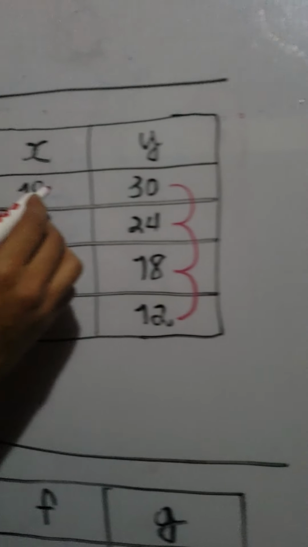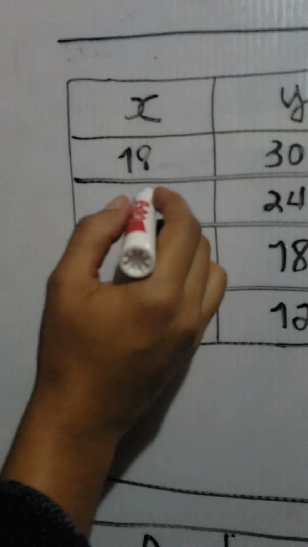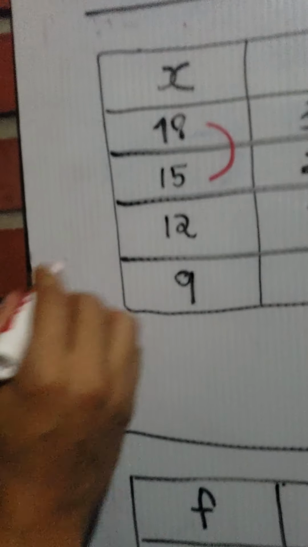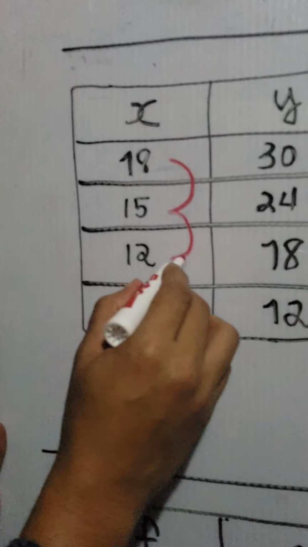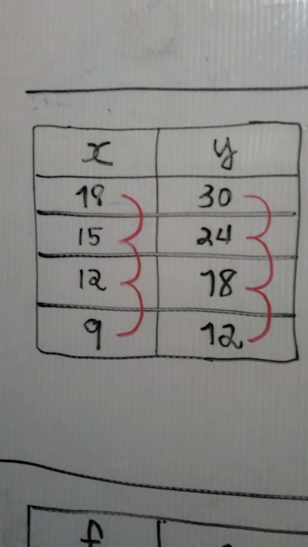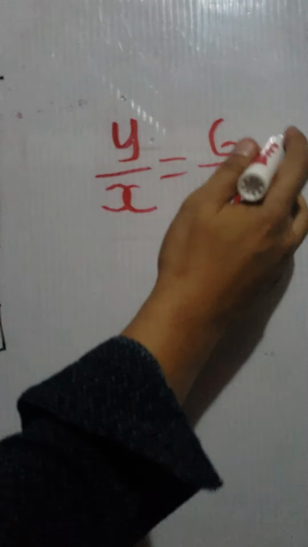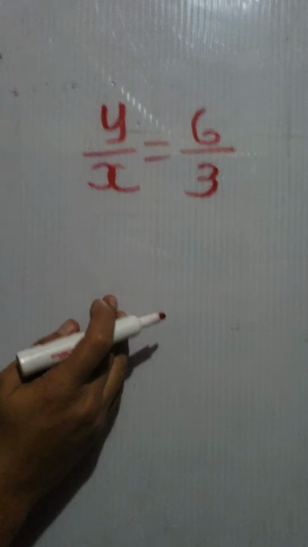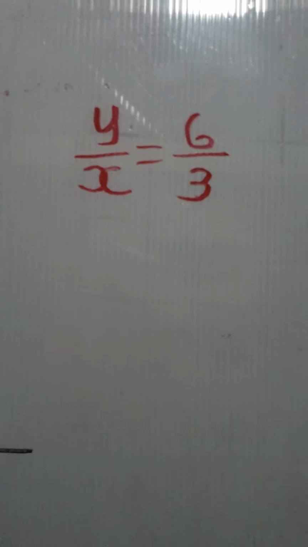Now let's see the pattern of the x variable. From 18 to 15, there are 3. And then to 12, another 3. And from 12 to 9, another 3. So the pattern is 6 over 3. 6 is the pattern for the y variable, and the number 3 is for the letter x.